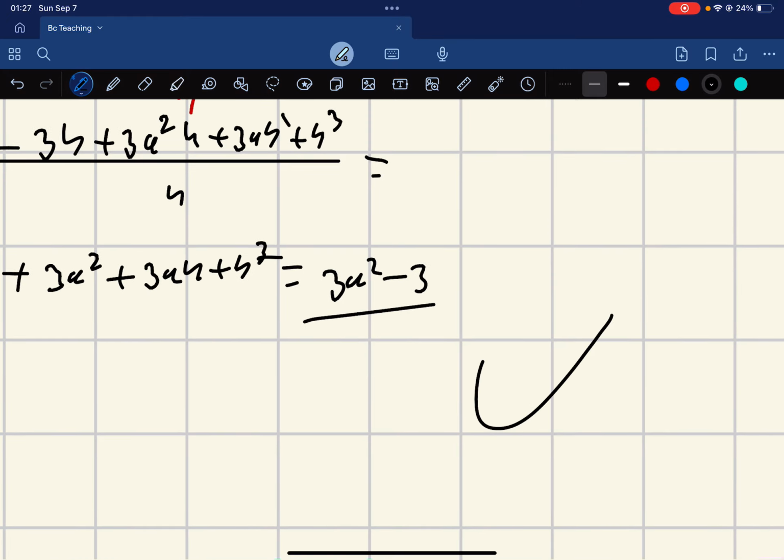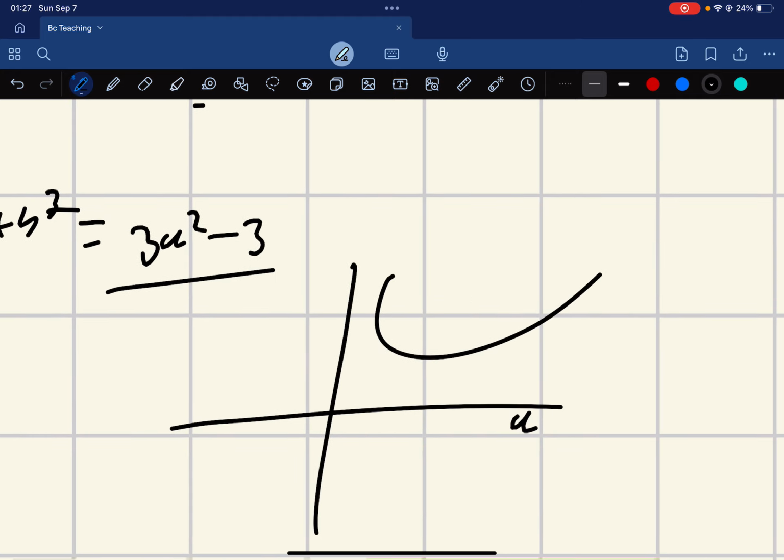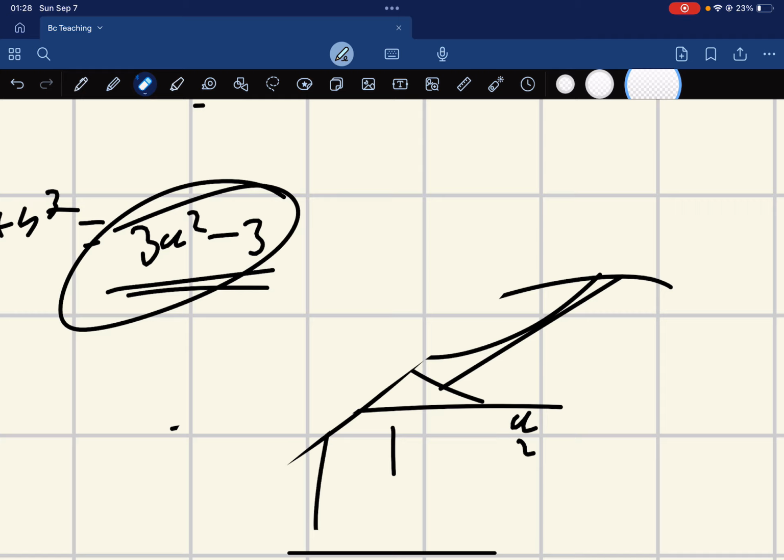So if you have a function, and let's say when a is 2, that will show you the slope at this point. When a is 1, it will show you the slope at this point. That's what this does. Okay, last problem.